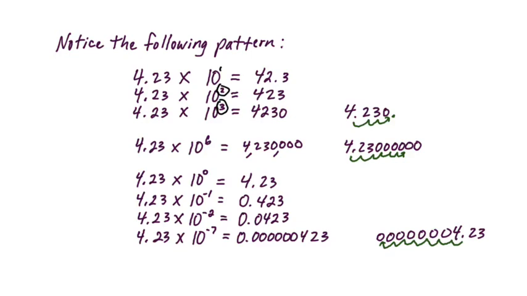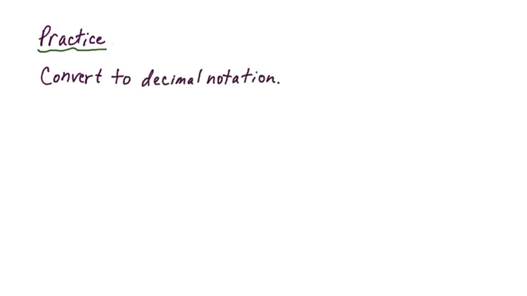All right, so let's go ahead and practice this. So again, you're going to have to be able to convert both directions. So we'll start by converting to decimal notation if I give you scientific notation. So the first problem here is 3.56 times 10 to the 5th. So if you think you understand, go ahead and try the problem and then watch the video.